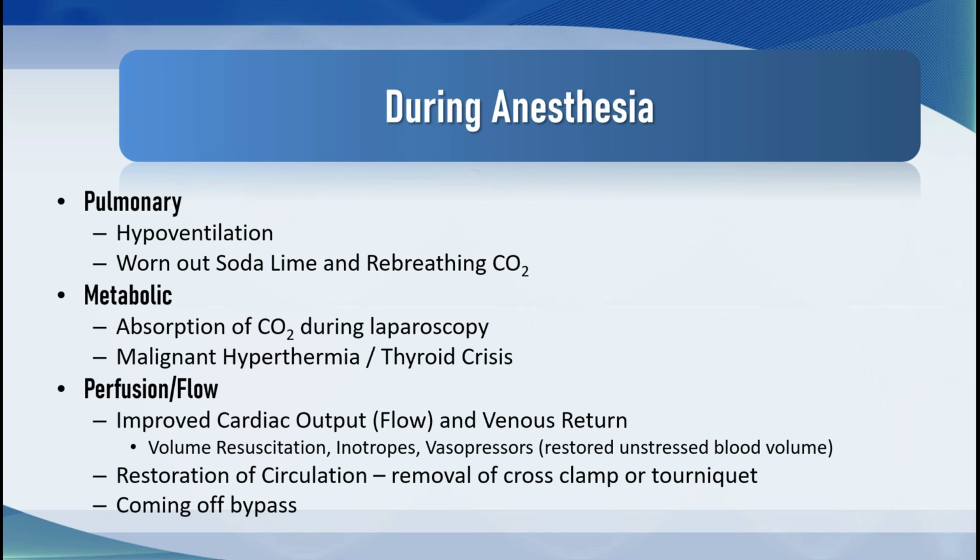But we also see it in situations where the circulation has been partially cut off. For example, a cross clamp put on during aortic surgery, or a tourniquet that was put on for lower limb surgery. When it's taken off, there is a big increase in flow back to the heart containing lots of CO2. And we also see that with patients coming off cardiopulmonary bypass.